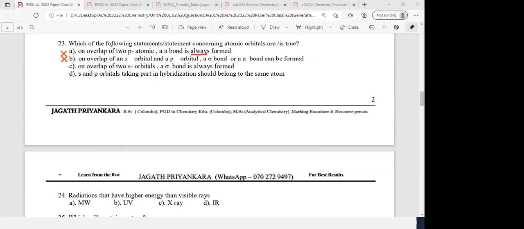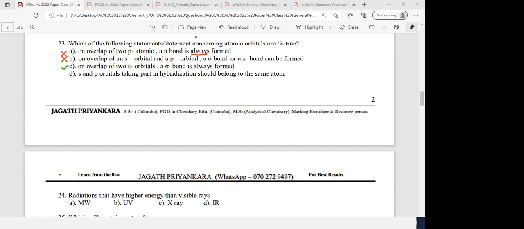S orbital and p orbital, sigma bond or pi bond? Wrong. Can't. Only sigma. An s orbital will never participate to form pi bonds, always sigma. And then C, overlap of 2 s orbitals, a sigma bond is always formed. That is correct. Two s orbitals will never form a pi bond, always sigma. C is correct.